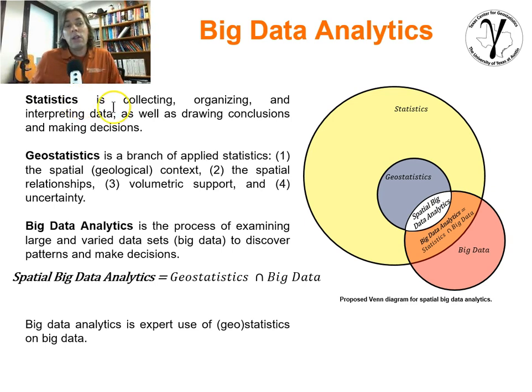First, we know the definition of statistics. We already covered that a long time ago. We're experts now. It is collecting, organizing, interpreting data, as well as drawing conclusions and making decisions. We always have to make a decision. Geostats, I'm proud of that. It's spatial geologic context. It's stats that accounts for that, the spatial relationships and volume support. And of course, we account for uncertainty, which is always present for us. Ubiquitous, in fact. Big data analytics could be defined as the process of examining large and varied data sets, big data, to discover patterns and make decisions.